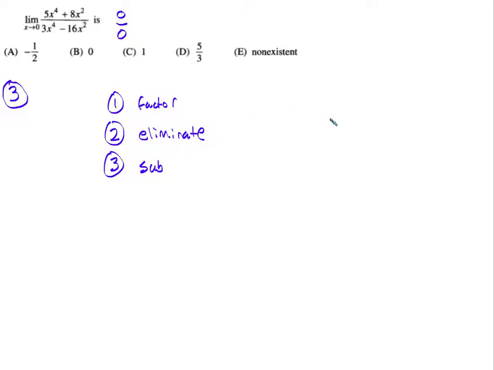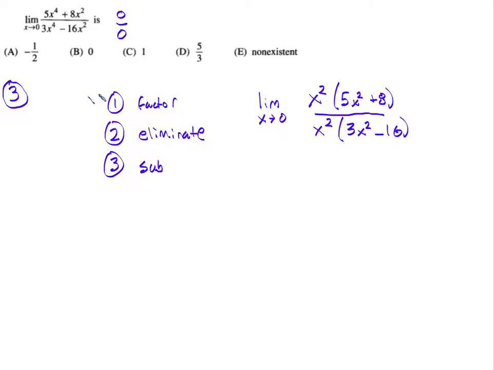So let's go ahead and factor it. If I factor this function, I still have my limit as x approaches 0, and I can factor out an x squared that is the greatest common factor of the numerator, and this is going to be a 5x squared on the inside plus 8. For the denominator, I can also factor out an x squared that is the greatest common factor, and on the inside I have a 3x squared minus 16. Okay, I just did step 1.